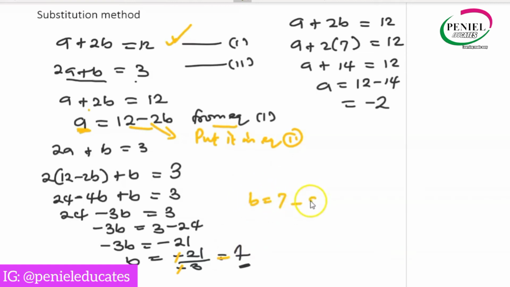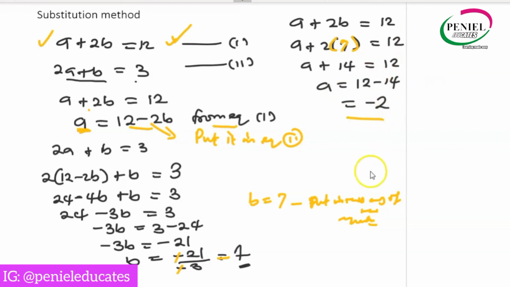Then I can put this in any of the equations to get my a. So let me use equation 1. If I put my b here, which is 7, I'm going to have a plus 2 times 7 equal to 12. So a plus 14 is equal to 12. My a is going to be minus 2.